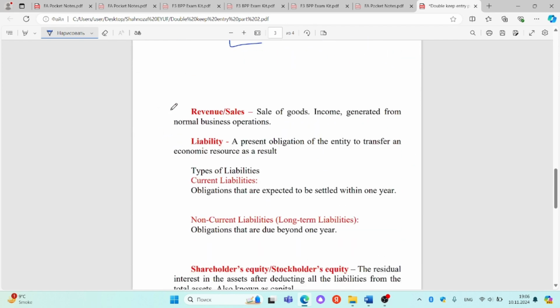And the next one is revenue, or in other words we can call it sales. It is sales of the goods, like income generated from normal business operations. Let's say you bought something for resale and you sold it, then it is called sales. And then we have liability. Liability basically means like, let's say, loan that you have. We can call it loan, but when we see it in tests or in questions, we have to again learn the keywords.